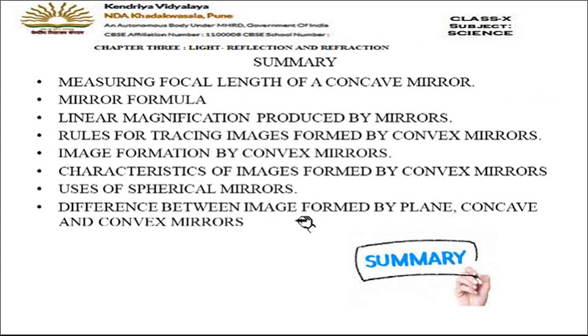Now, let us summarize what we have done today. We have seen how to measure the focal length of the concave mirror. Then the mirror formula, 1/f = 1/v + 1/u. Then magnification, that is h2/h1. And then rules for tracing the images by convex mirror, image formation by convex mirrors, and characteristics of the images by convex mirror. Then some of the uses we discussed. And at last, we did a comparison between the images formed by plane, concave, and convex mirrors.